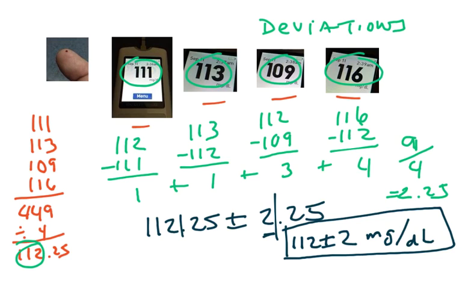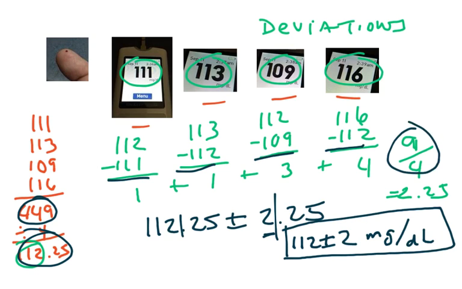So again, we get the average. The total divided by 4, I get the average. And that's the average of these 4 values. Then I find the deviation in each case, and then average that deviation. And my final answer is my average plus or minus my average deviation. So I would say that my reading here is 112 plus or minus 2.